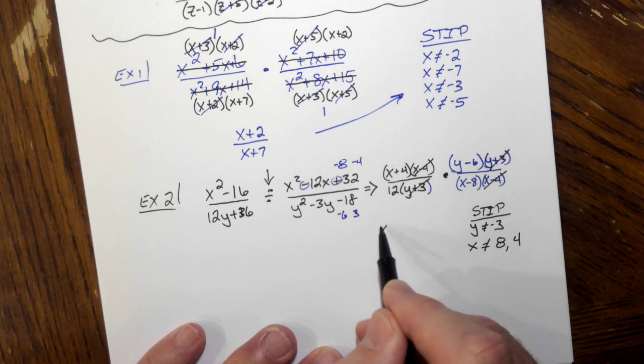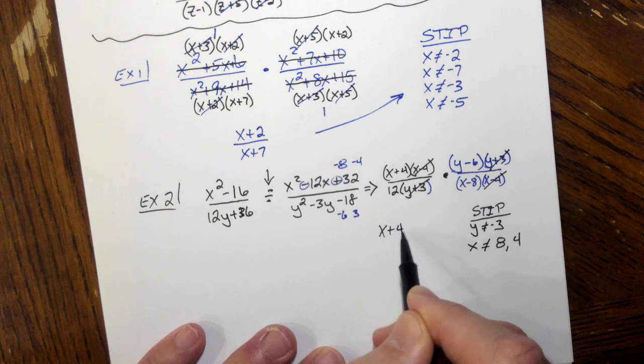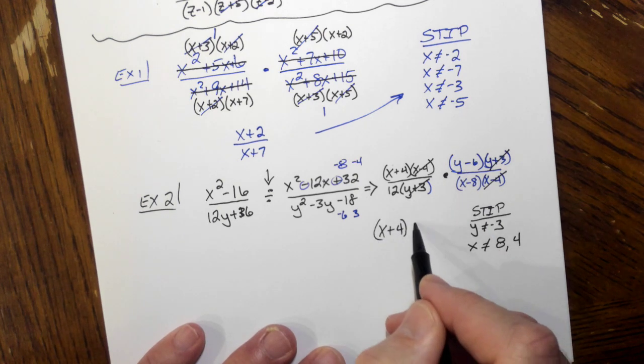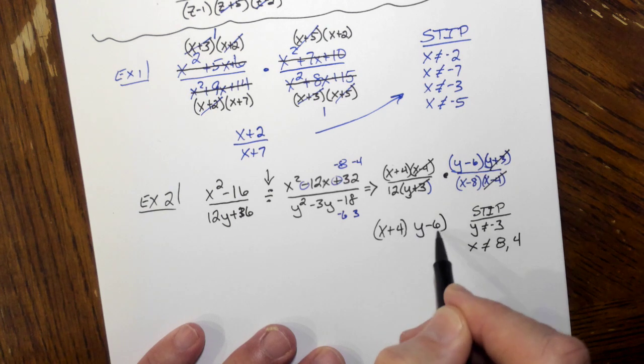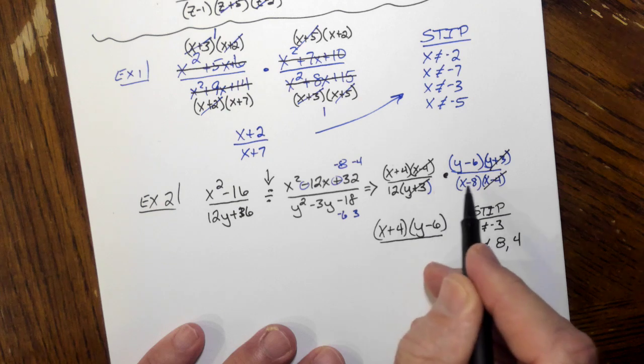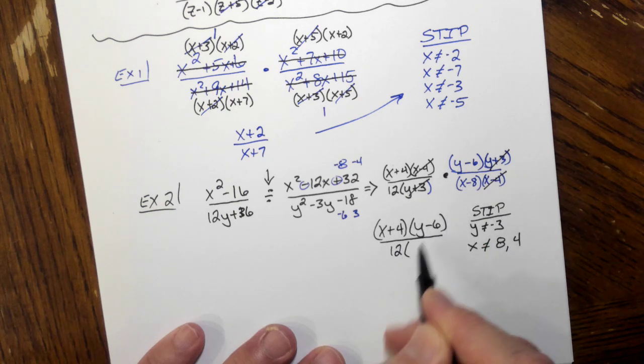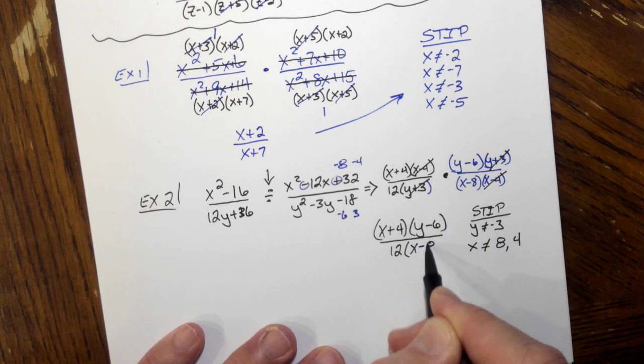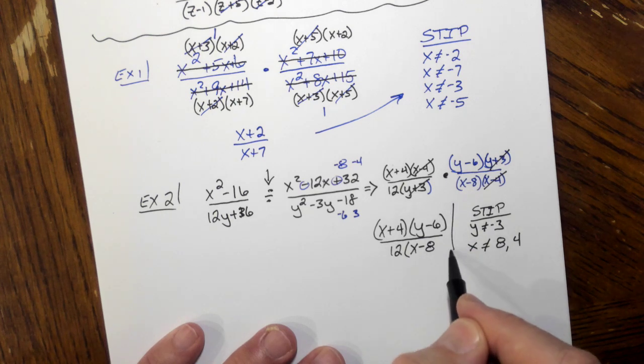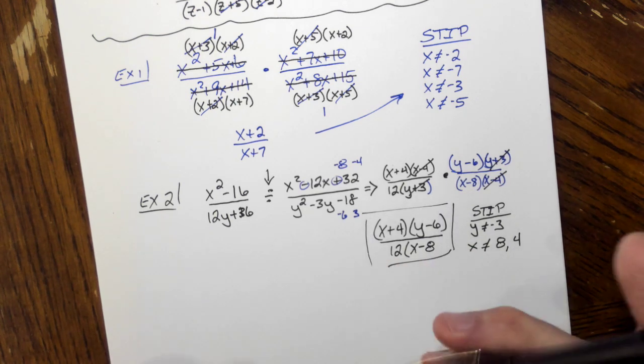Get an x plus 4 from the first numerator. Get a y minus 6 from the second numerator. Over 12 is still here. And x minus 8. So there is our final answer.